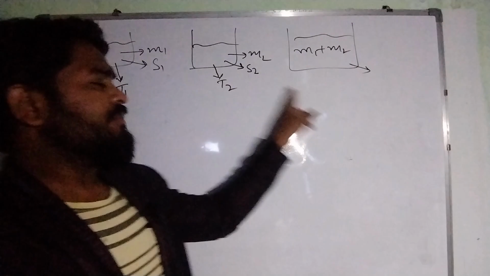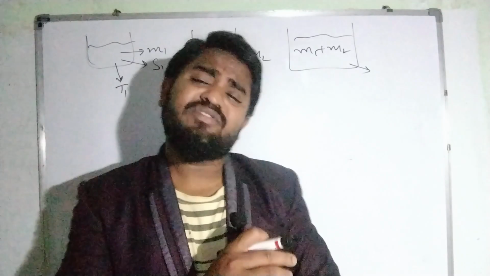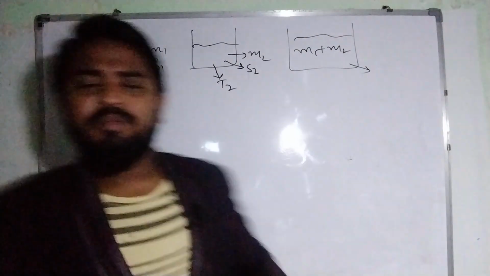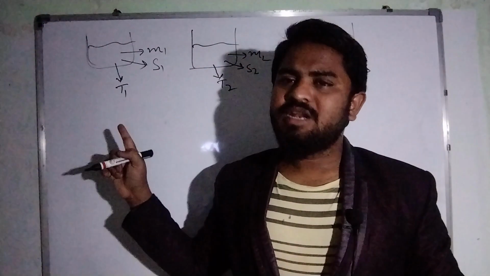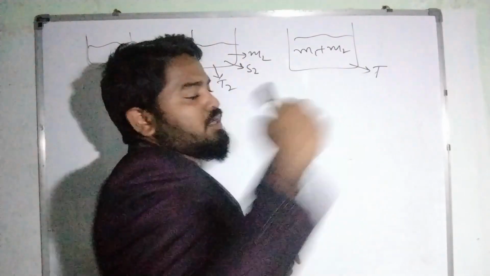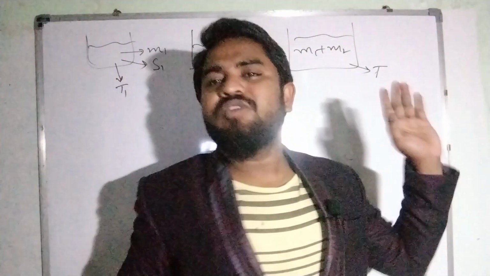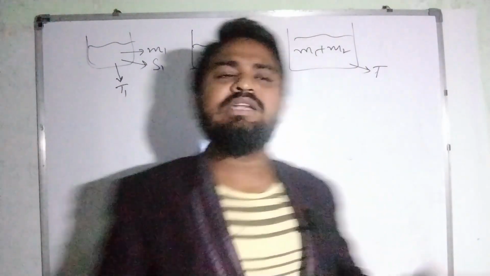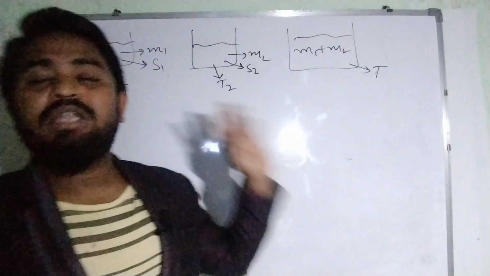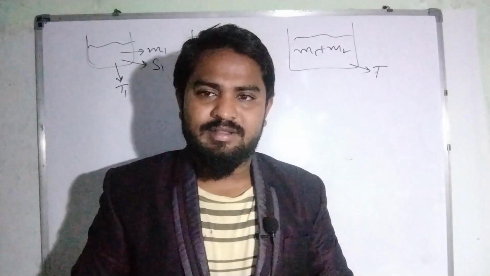In the same way, the final temperature is definitely not greater than that of T1, because T1 is the hotter body, right? Let's imagine the final temperature as a capital T. So this final temperature is not greater than T1 and not less than T2, right? So we have to calculate that.